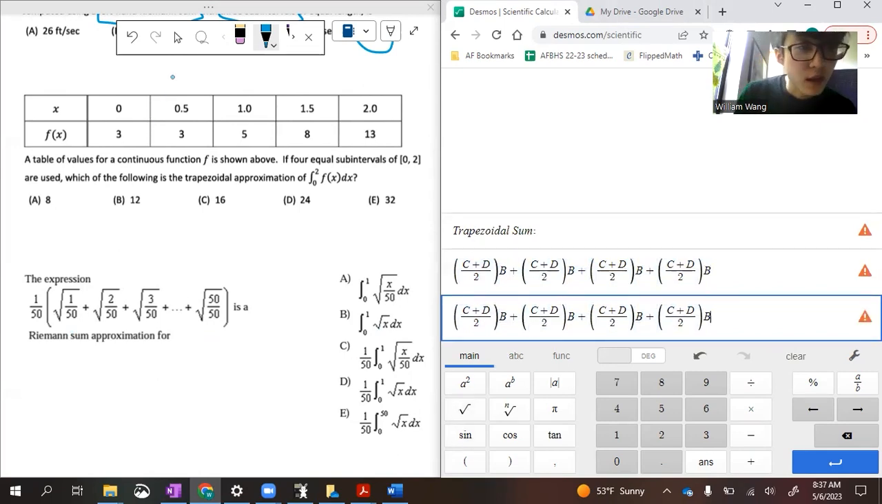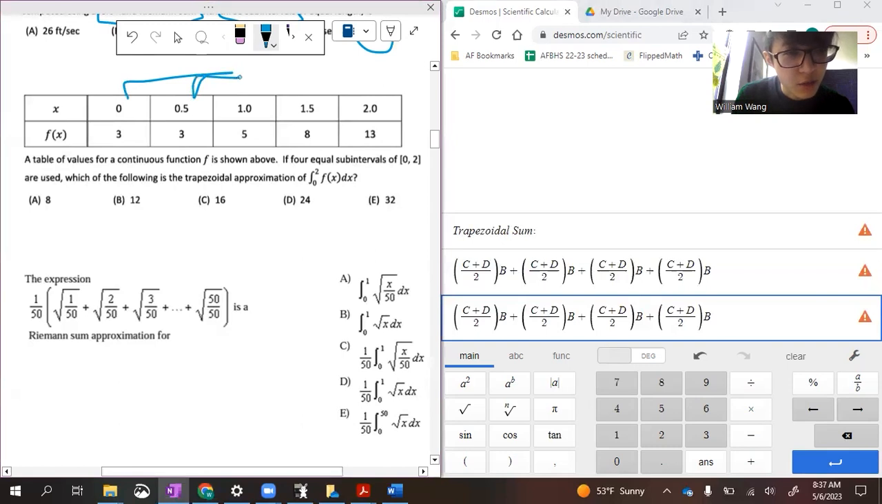Right, the first trapezoid is going to go from 0 to 0.5. The second one goes from 0.5 to 1, then 1 to 1.5, then 1.5 to 2.0. Okay, so that's 4 of them. Perfect.